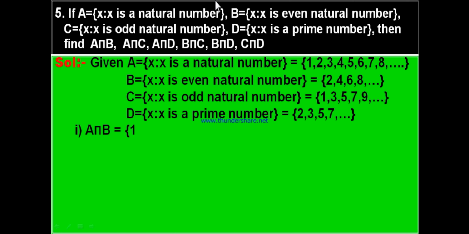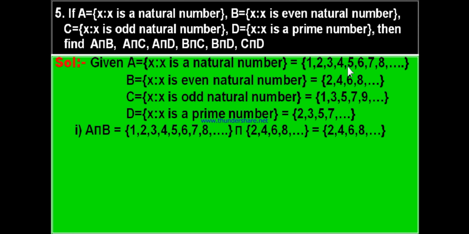Now let us find the first bit, A intersection B. A intersection B means set A, 1, 2, 3, 4, 5, 6, 7, 8 and so on, intersection set B, which is 2, 4, 6, 8 and so on. Now intersection means you have to write the common elements. You can find 2, 4, 6, 8 in A. Therefore the common elements are 2, 4, 6, 8 and so on. This is A intersection B.